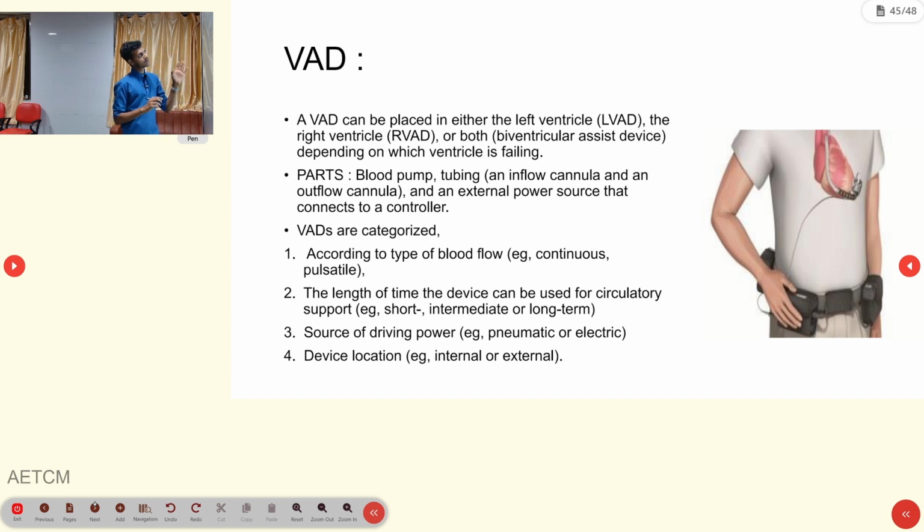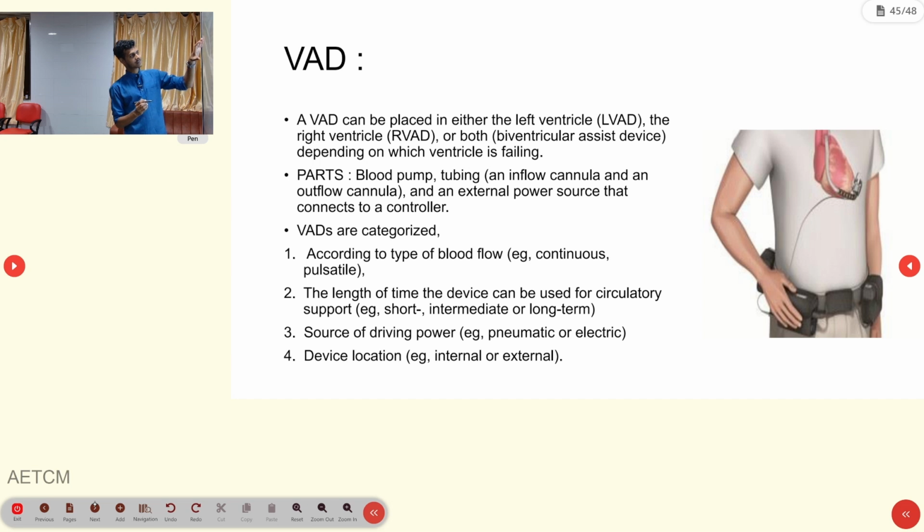So coming to the ventricular assisted device, some of the clinical importance, otherwise some of the practical importance, you have to know. So first we will see what is meant by ventricular assisted device. The name itself is explaining it: it will assist the ventricular function. Based on the failure, they will place it. If the left ventricle needs assist, they will place the LVAD, left ventricular assisted device. For the right ventricle, the corresponding device will be placed. If both ventricles need it, they will place the biventricular assisted device.